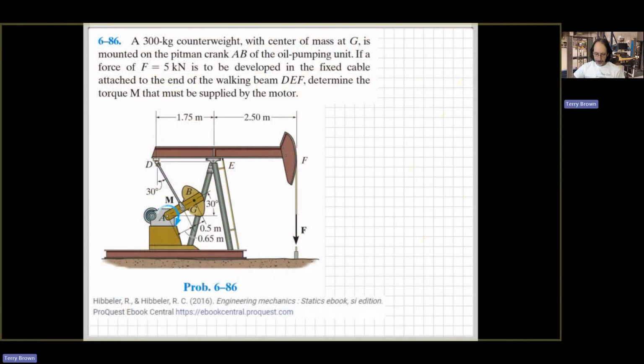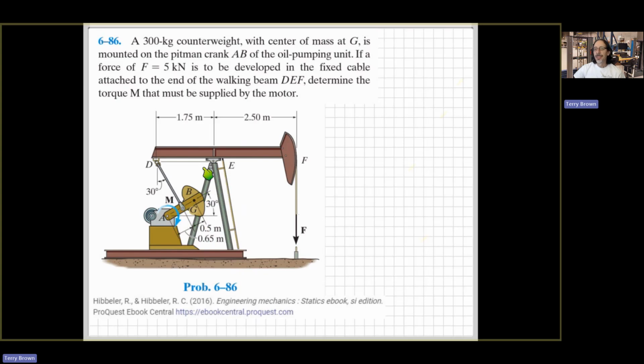Okay, so here's the problem. Let's have a look at it and think through it. You might look at this and think, how do I solve this? This is a machine problem rather than a frame. Typically, if it's a frame problem, I suggest that you draw a free body diagram of the whole frame and then work your way through the members. If it's a machine problem, sometimes you can draw a free body diagram of the whole thing, but in this case, it's a bit too complex for that.